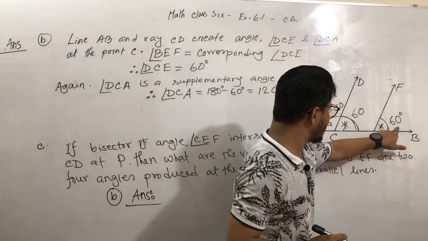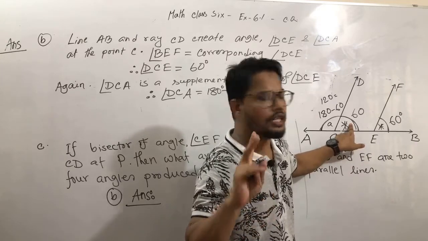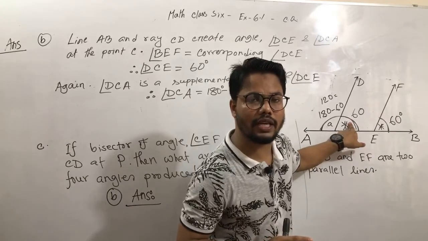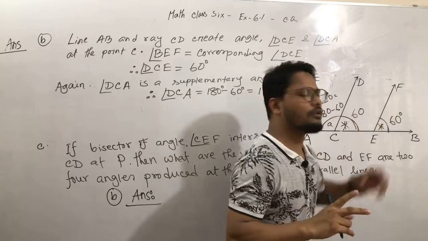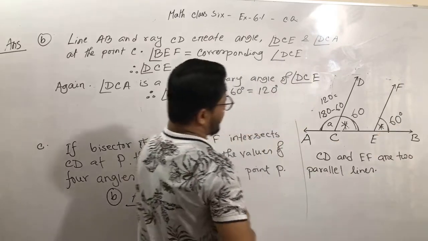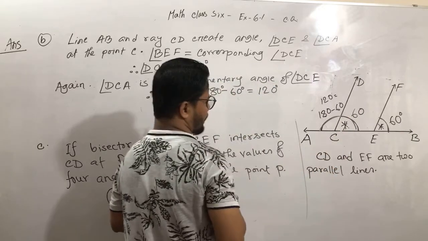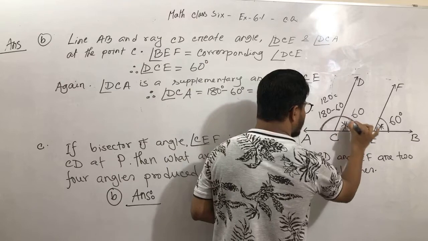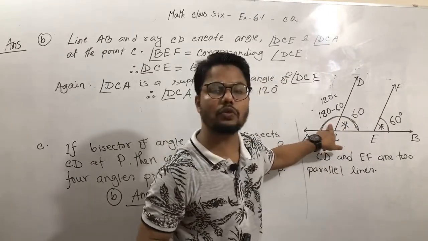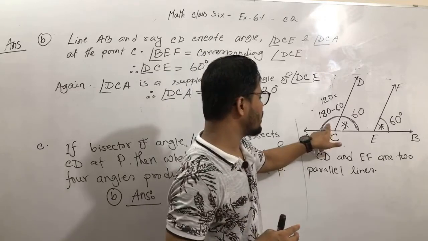So if this angle is 60 degrees, the corresponding angle will be 60 degrees. We all know in parallel lines, corresponding angles are equal. So this angle will be 60 degrees. As per the question's demand, you have to write the name of the angle, which is corresponding angle, and its value will be 60 degrees. Now another question, on the second part, the remaining angle ACD or DCA. We all know these two adjacent angles together make 180 degrees. If this angle is 60 degrees, the remaining angle will be 180 minus 60, which is 120 degrees. And this is called the supplementary angle of 60 degrees.